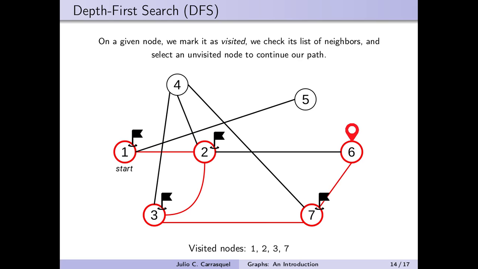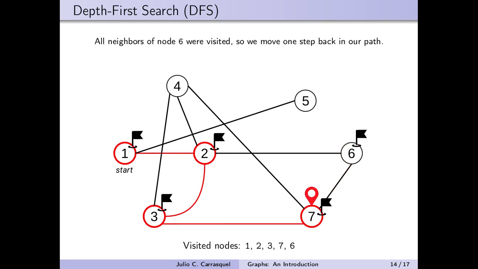So what happens now in 6? Which are the neighbors of 6? 2 and 7. But we just came from 7, and 2 was already visited before in our path. So what we are going to do now is step back, and we are going to consider the other options.